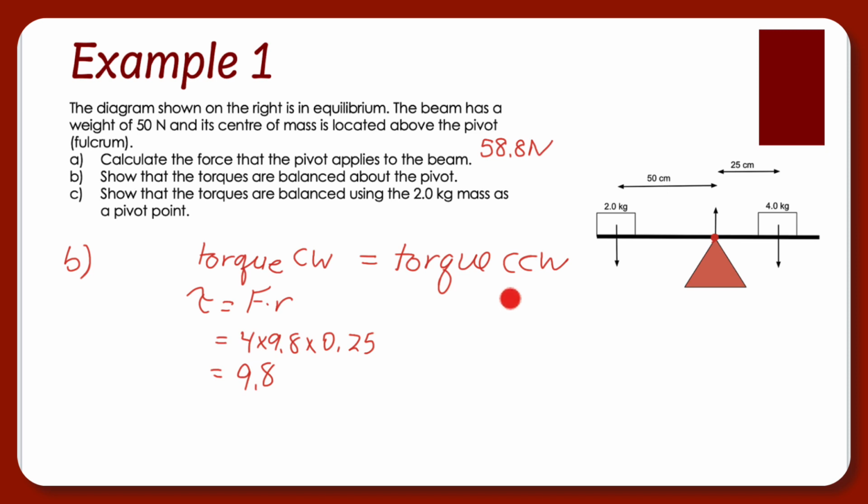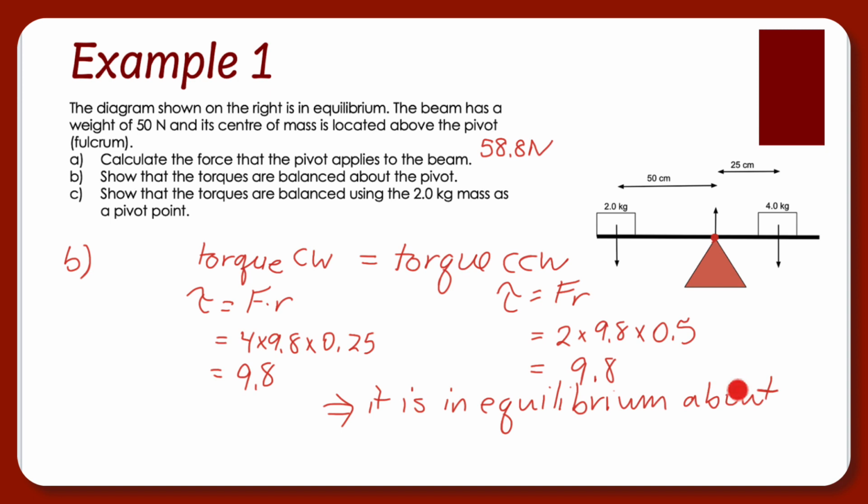Now for the counterclockwise direction, I have a weight of this 2 kilogram, so that will be 2 times 9.8, and its distance is 50 centimeters or 0.5 meters. Picking up my calculator, I get 9.8. Now, the thing about rotational equilibrium is it's not just about one point. If it's actually in equilibrium, I should be able to choose any point.